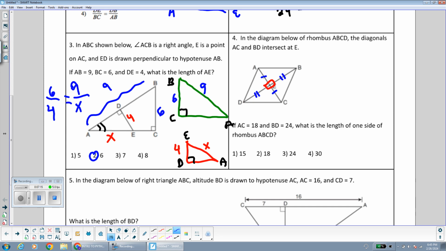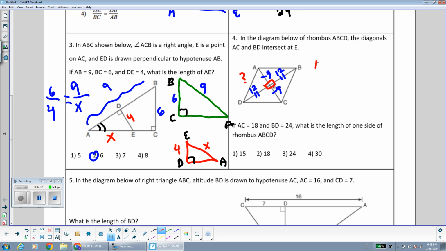So if this whole diagonal AC is 18, each half is 9. And if this whole diagonal BD is 24, each half is 12. You need to find the length of one of the sides. So we can use the Pythagorean theorem because we have right triangles here. We are solving for the hypotenuse.